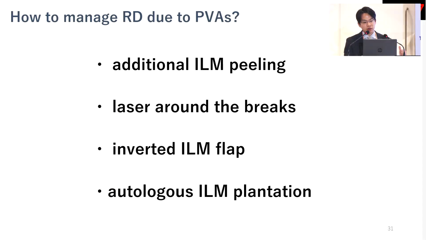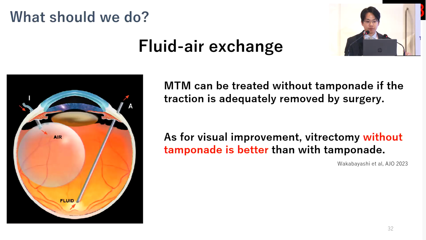So when we face postoperative retinal detachment due to parabascular abnormalities, what can we do? There are four choices: additional island peeling, a laser around the breaks, inverted island flap, and autologous island transplantation. Retinal plaques in the posterior pole usually do not enlarge if the island is peeled. However, in high myopia cases, especially high myopia with posterior staphyloma, there can be tractional forces because of the distorted eye shape. So what should we do in the first surgery?